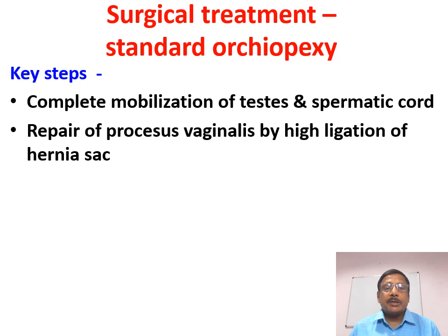Then you will separate the processus vaginalis, because whenever there is an undescended testis, it is always associated with a processus vaginalis. So what you will do is separate the processus vaginalis from the rest of the spermatic cord structures. This processus vaginalis is a hernial sac, and as we ligate, it will be ligated at the deep ring. Once you have separated the processus vaginalis, you will gain extra length of spermatic cord.